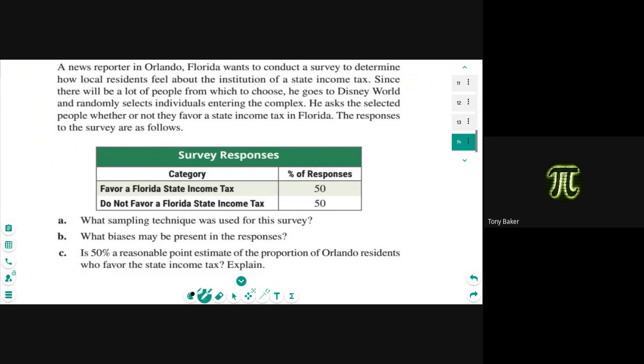So we'll go to the last part of the question. Is 50% a reasonable proportion of Orlando residents who favor a state income tax? No. For all the things we just said. So you can start to see why collecting data in a proper way is needed. You can start to see why making sure that data does not have any internal biases is needed before we can start to use that data.